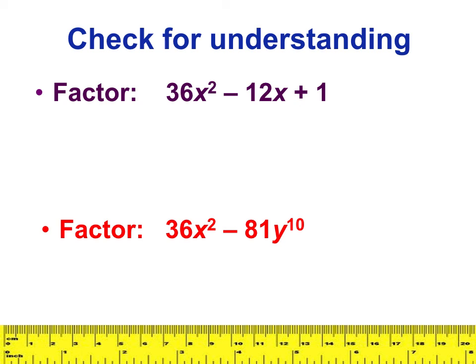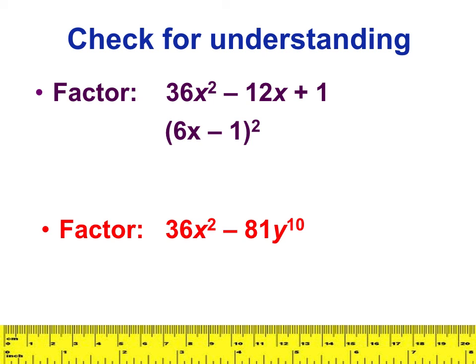All right, so the first trinomial is a perfect square trinomial because the first term is a perfect square, the last term is a perfect square. The middle term is twice the product of the square root of the first and the last term. Therefore, it factors into this binomial quantity squared.